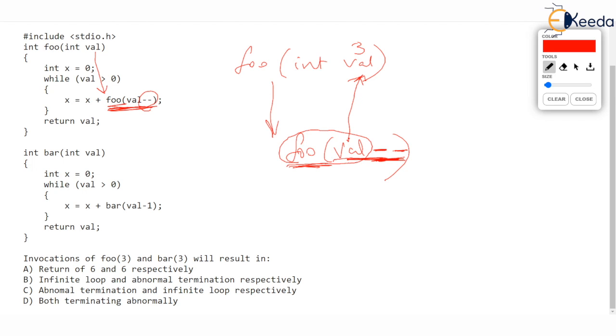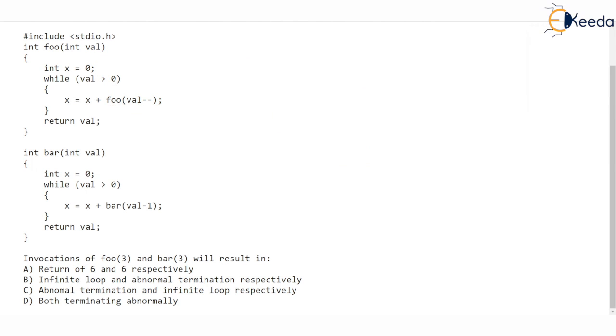That means the option that we are looking at here surely won't give any answer. This option is out of question. You watch, this returns 6. Foo 3 cannot return 6 because it's going to keep calling itself. This is indefinite recursion. Let's look at it in detail.